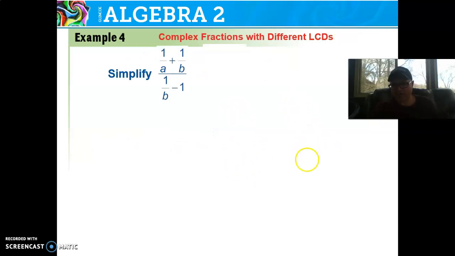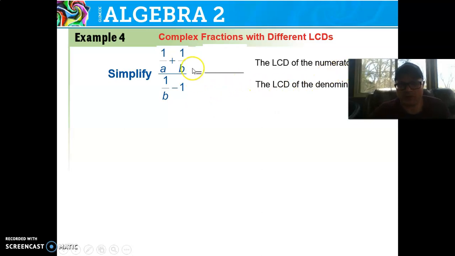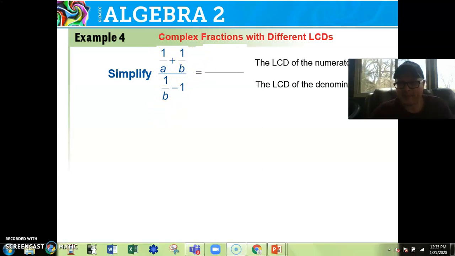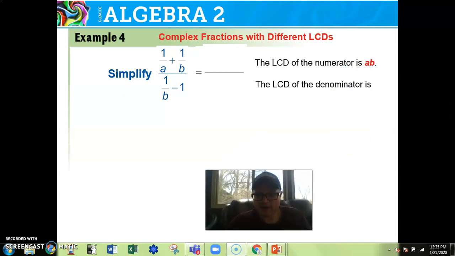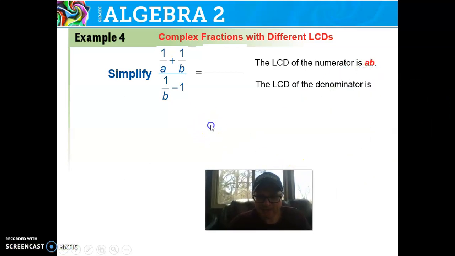Complex fractions are whenever you have a fraction within a fraction. We have 1 over a plus 1 over b over 1 over b minus 1. We want to clean this up. So what we're going to do is find the LCD of the numerator and the denominator. Well, the denominators in the numerator are a and b. So we're going to go with ab as our LCD. And then in the bottom, it's just going to be b.